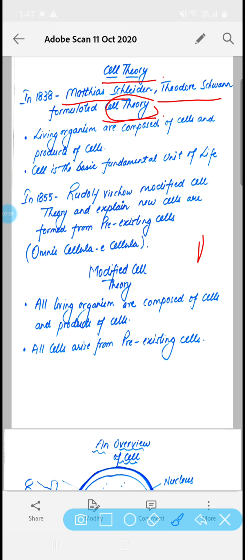form the cell theory. Now what they have concluded in the cell theory, what are the postulates of cell theory? That living organisms are composed of cells and products of cells. All living organisms on this earth are made up of cells and even the products of the cells. That means they are made of cells or of the products of cells. Is that clear? All living organisms, whether they are unicellular or multicellular.